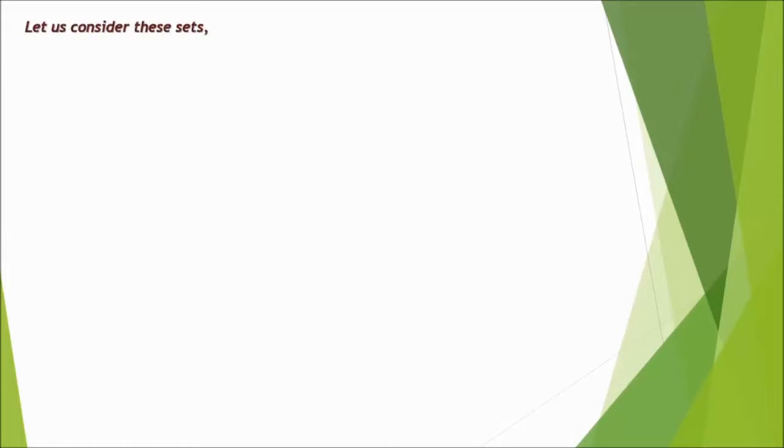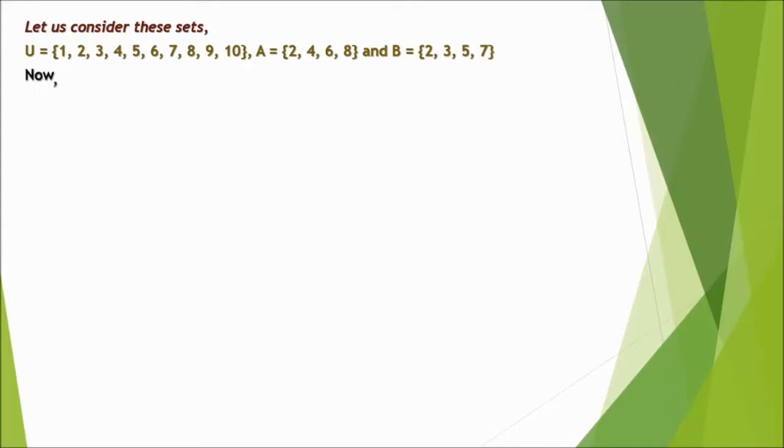Let us consider these sets. So we are going to learn the next operation of sets. We have learned union, we have learned intersection, and we have learned difference. Now it's time for our next operation. Now we have the universal set, and we have set A, set B. Okay.